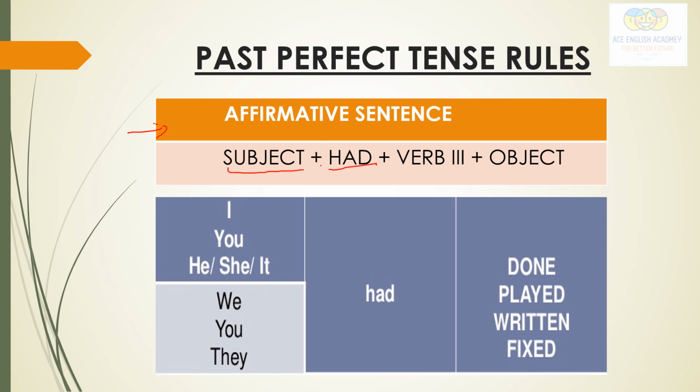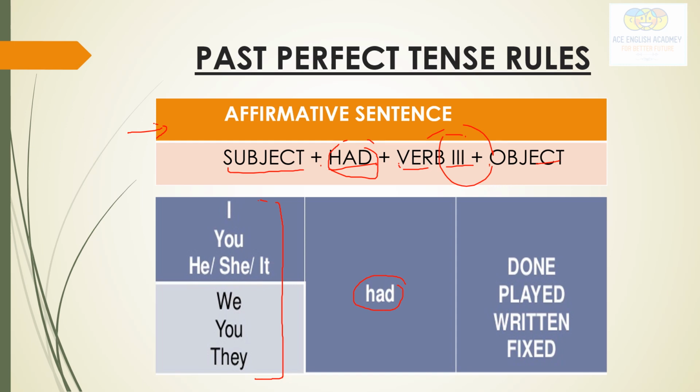Subject, had, verb third form plus object. So in perfect tense we use the third form of the verb, and had in past perfect. With all types of subjects, whether singular or plural, what do we use? Had. I, you, he, she, it, we, you, they: first person, second person, third person. With all, we use had. This is very simple.